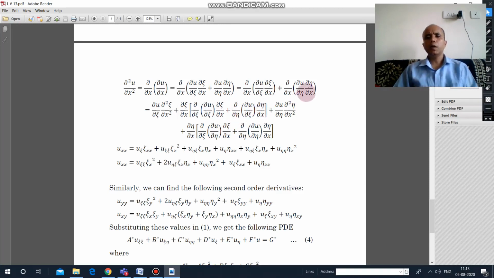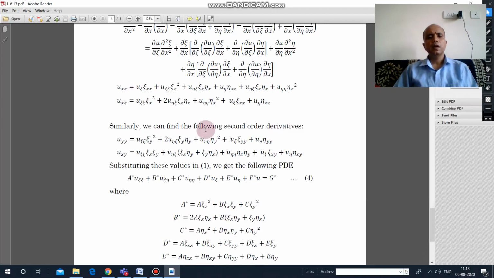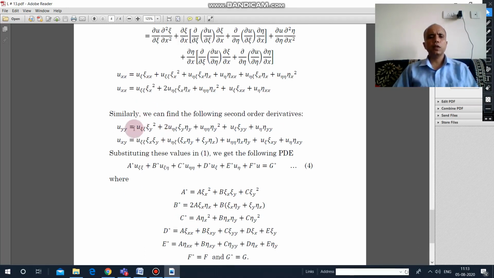Clear? Now apply the same procedure for this second one. You will get these values. Clear? And these values are written in this form, and finally you can write it in this form. Just go and verify it. Clear? Similarly, just solve u_yy in your copy and verify whether you are getting the same value or not. Clear? So u_yy is this one, and similarly you can find u_xy, this expression.